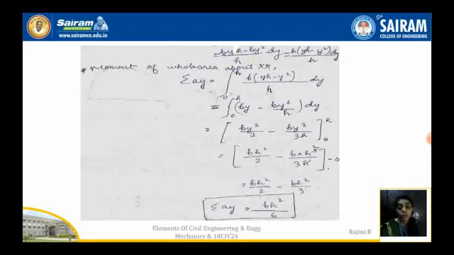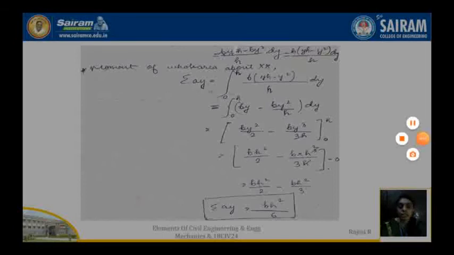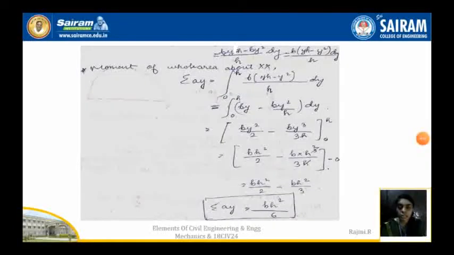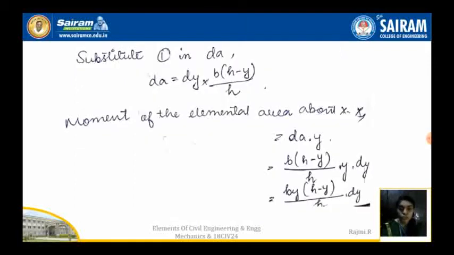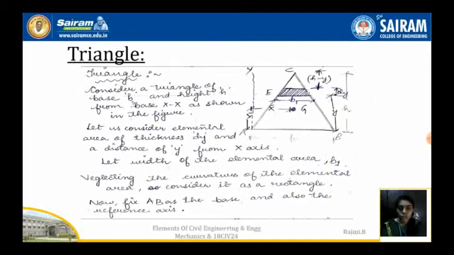Now the moment of the entire area, that is the whole area. For the whole area we have to apply integration for the same moment of the elemental area. So the integration will be 0 to h, that is minimum to maximum. I'll just go back to the figure now. Here you can see the total height is h, so I'm taking integration from 0 to h.